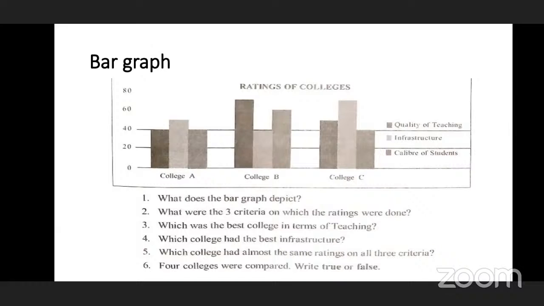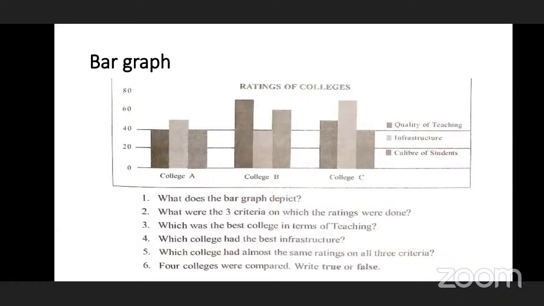And which college had the best infrastructure? We need to see the completely lightest pole, which is the tallest one. College A has 50, college B has 40, college C has 70, 80 it seems like. So college C has the best infrastructure. Which college had almost the same ratings on all three criteria? This is one of the questions given here, and might not be answered by all students.